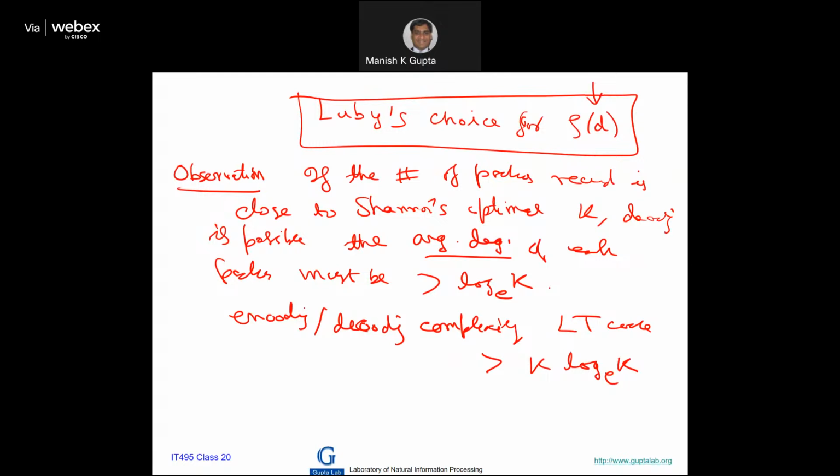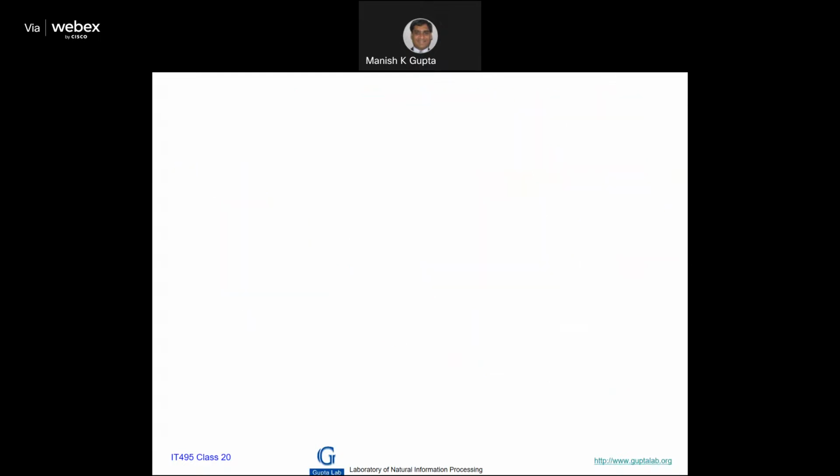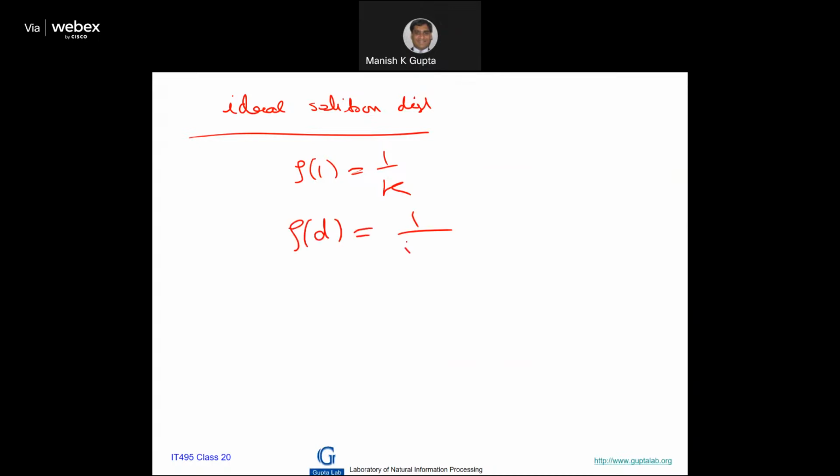So basically, the ideal soliton distribution that he has chosen is that rho 1 is equal to 1 by K and rho D is equal to 1 over D times (D minus 1), for D equal to 2, 3, up to K. Once you choose this, the required graph will have the property that at each iteration, I have a check node of degree 1. Okay.